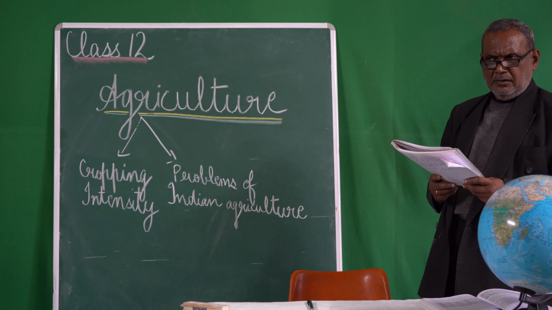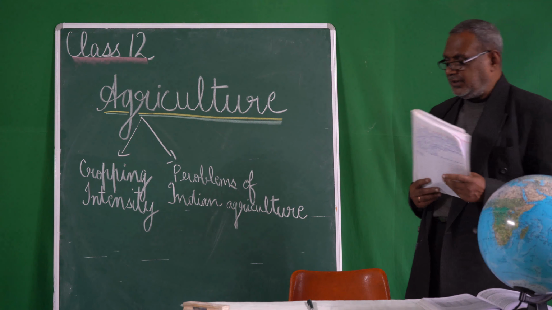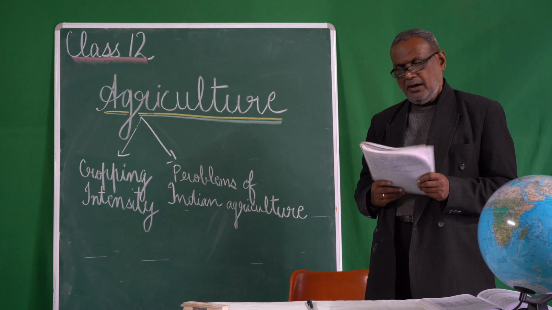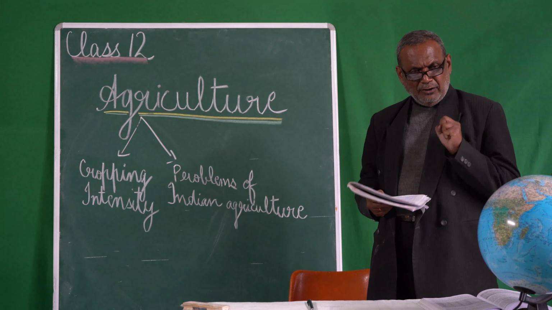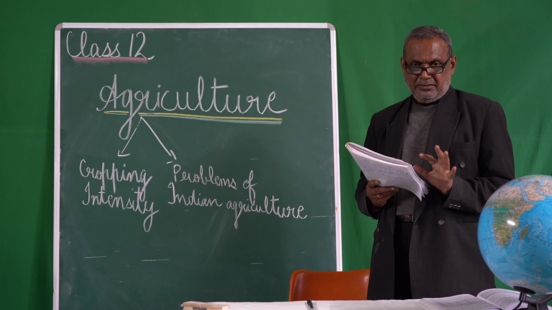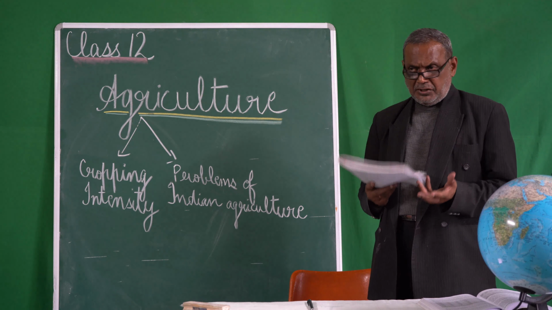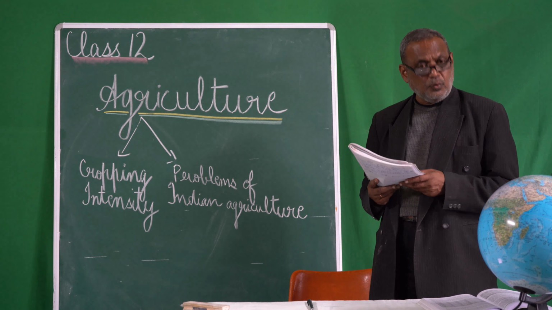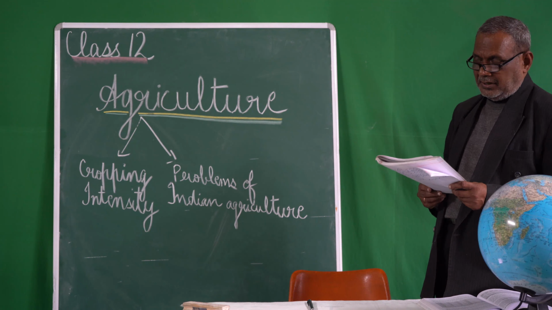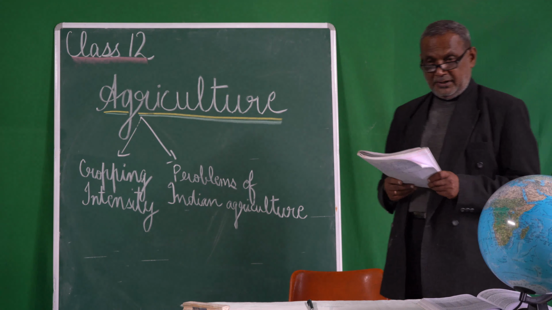We come now to the cropping intensity. What is the meaning of cropping intensity? It simply means this: how many crops can we grow in a year? The more crops we grow, the more production of food grains to cater to the needs of our people. For a big population, it is very important that the cropping intensity should be increased.